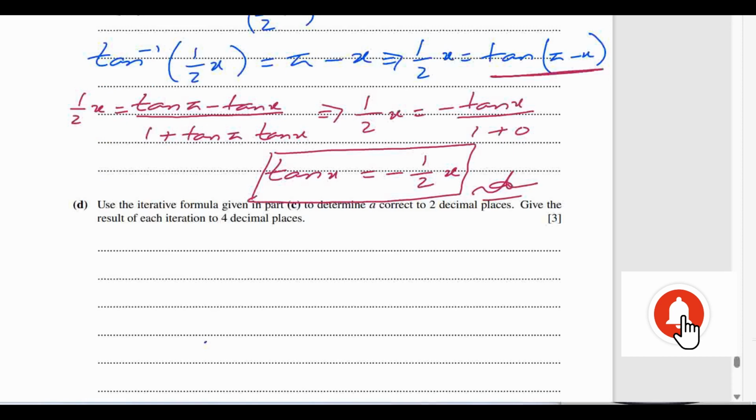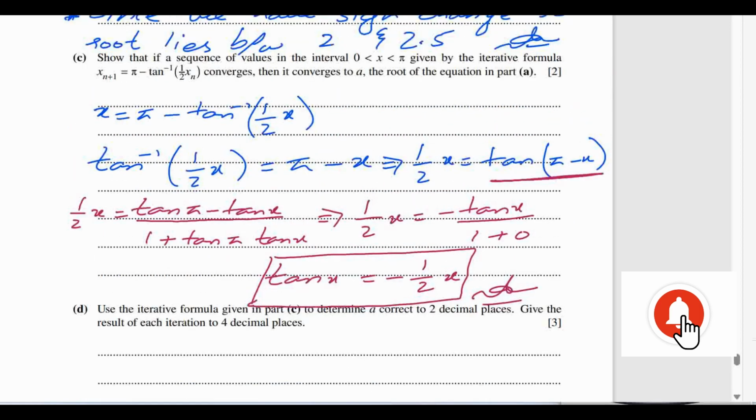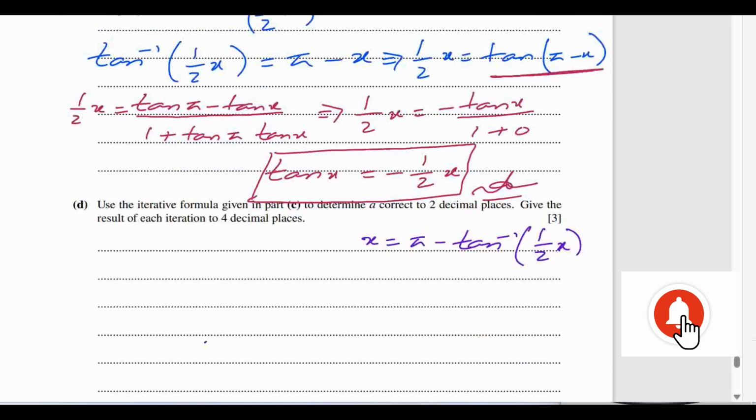Now let's move on to the next part, part D. Use the iterative formula given in part C. Determine a correct to 2 decimal places. Give the result of each iteration to 4 decimal places. Now first of all, we can see the formula here: x is equal to pi minus tan inverse of 1 by 2x. So this is the formula we have.